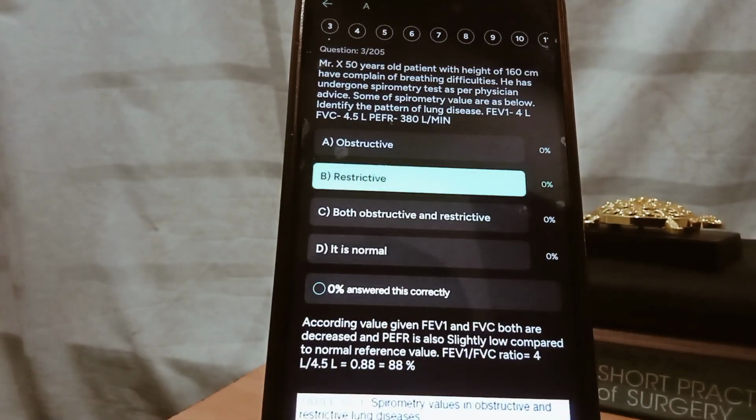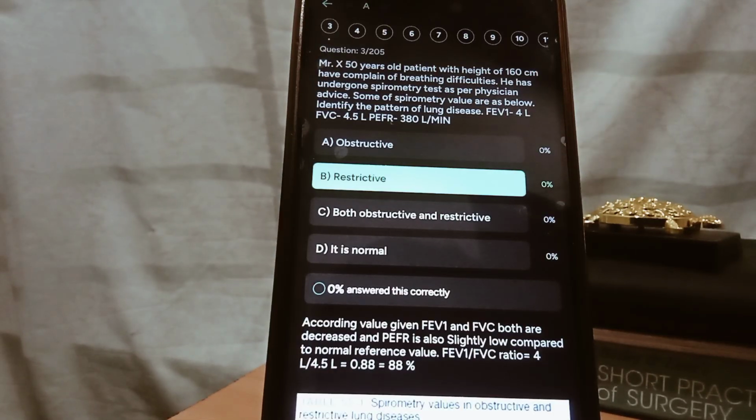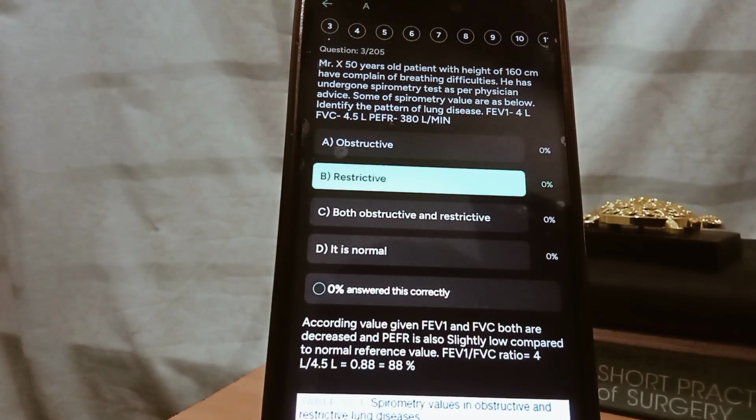So next question is, Mr. X, 50-year-old male patient with height of 160 cm, has complained of breathing difficulties. He has undergone spirometry tests as per physician advice. Some of the spirometry values are as below. Identify the pattern of lung disease. FEV1 is 4 liter, FVC is 4.5, PEFR is 380 liter per minute. The options are obstructive, restrictive, both obstructive and restrictive, and normal.